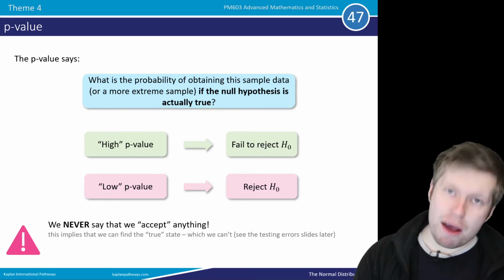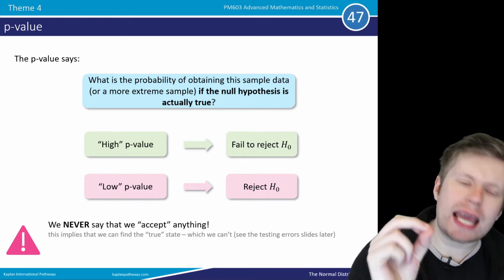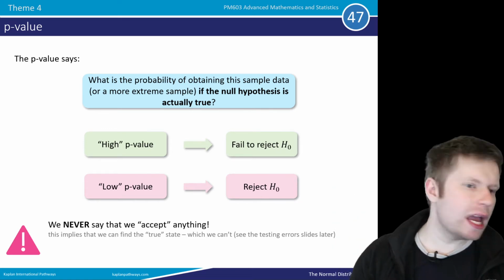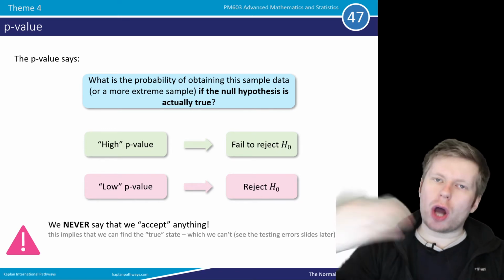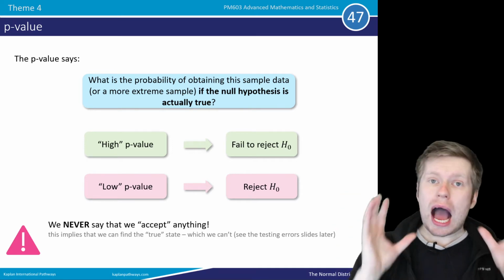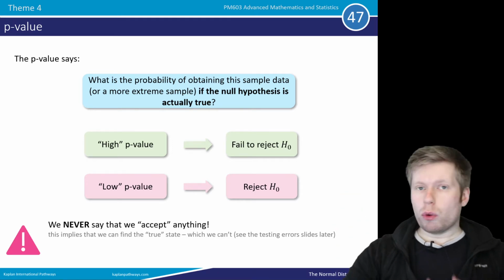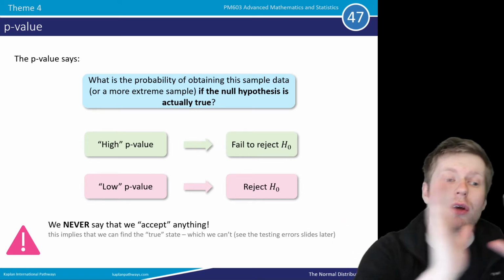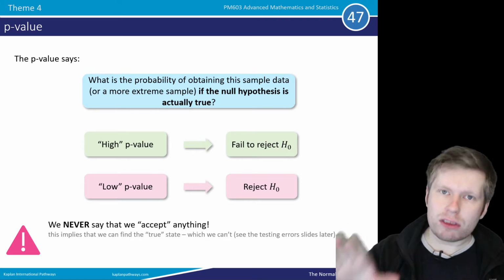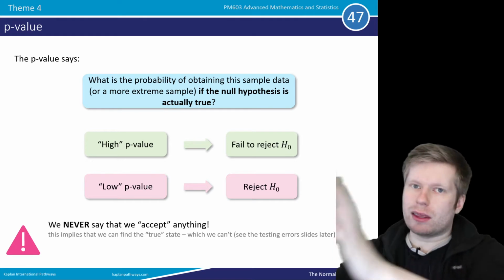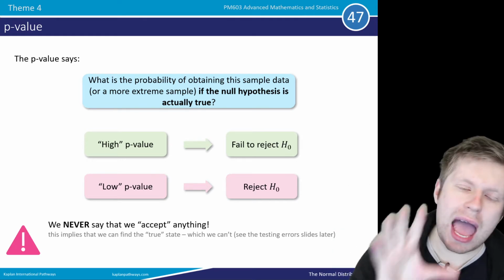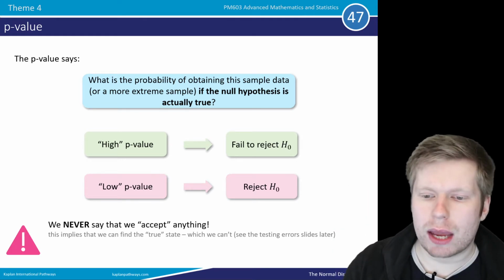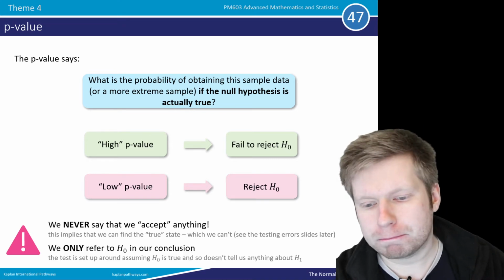So we can never, ever obtain what the true state of this particular system is. We can never say, yep, that's true or that's true. We can only say, look, these are our claims and there's evidence to suggest that we can fail to reject the null hypothesis, or there's evidence to suggest that we can reject the null hypothesis. We never say that the null hypothesis is true, and we never say that the alternative hypothesis is true. So never, ever use the word accept when you're using hypothesis testing.